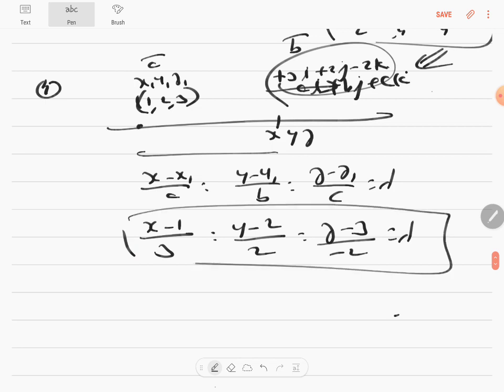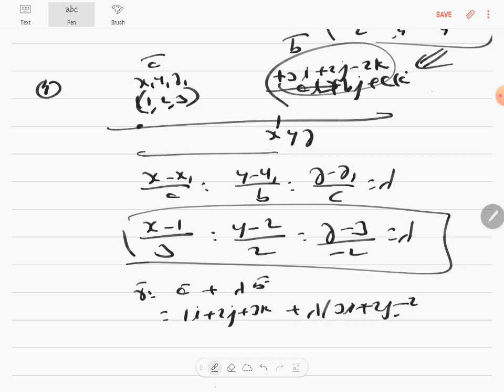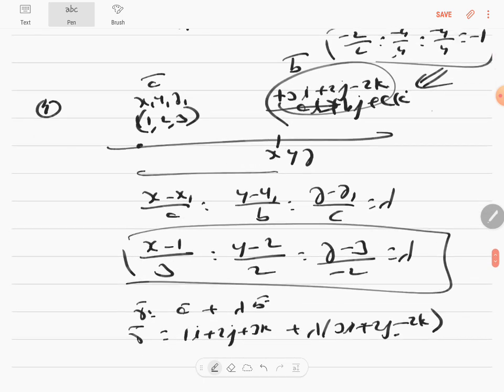So this is the Cartesian format, and if you want it in vector format, r vector is equal to a vector plus lambda times b vector. A is the point vector, which is x1, y1, z1: 1i plus 2j plus 3k, plus lambda times (3i plus 2j minus 2k). That will give me the vector format of this line. So let's go to the next question.